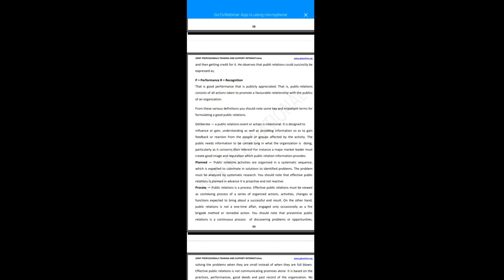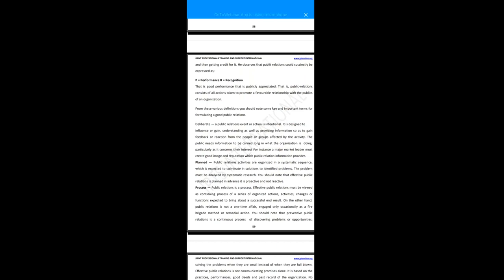And when you perform a goodwill, you'll be recognized. That is, good performance is publicly appreciated. That is, public relation consists of all actions taken to promote a favorable relationship with the public of an organization. And from this definition, you note some key important terms for formulating a good public relation, which is deliberate.